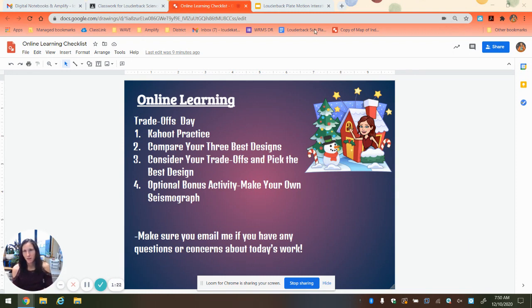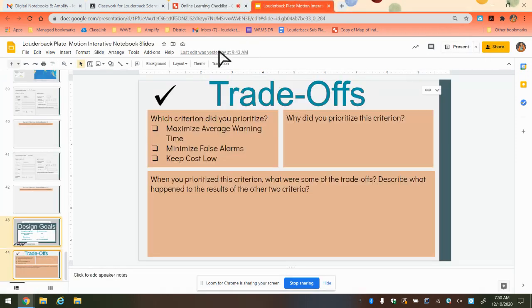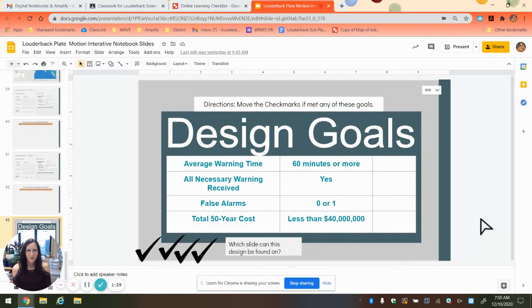So in your Google Classroom, I've given you the last two slides of our notebook. The first one is design goals. I initially did not give you this to start with. And you knew you had to have a good warning time, all warnings received, false alarms, and a 50-year cost. But I did not tell you the specific parameters. I wanted you to get an idea of what might be good for you and what might be good in reality for Sri Lanka.